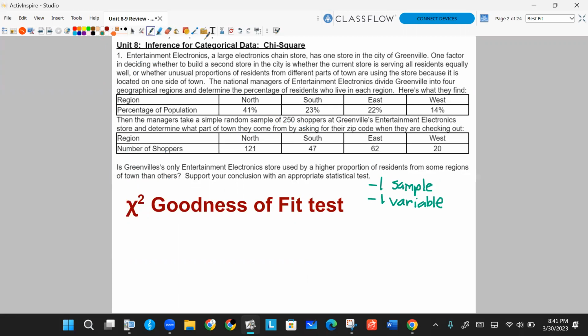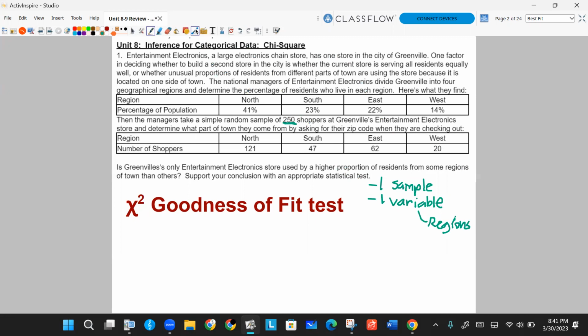In this case, our sample was the people at the store, 250 shoppers. So it was a random sample at that store. And our variable in this case is going to be region. And I don't have two variables to compare to each other, so I'm not going to be doing any other sort of chi-square test. And I don't have multiple samples, so I'm not trying to see if those distributions match up. So that's your goodness of fit clue.